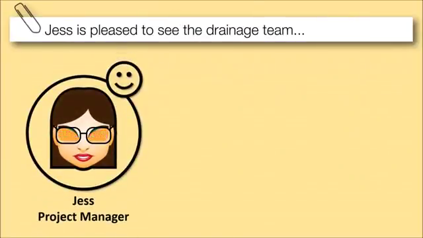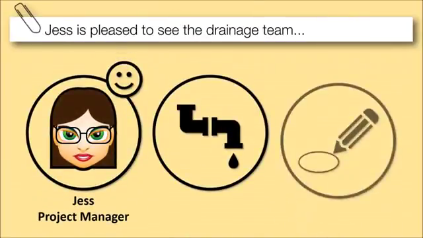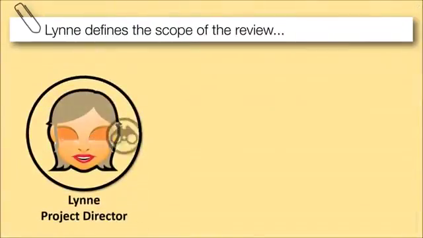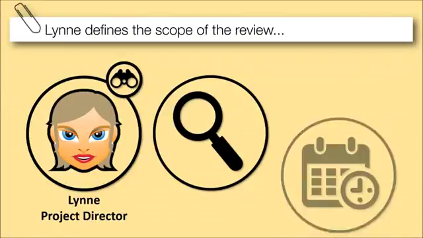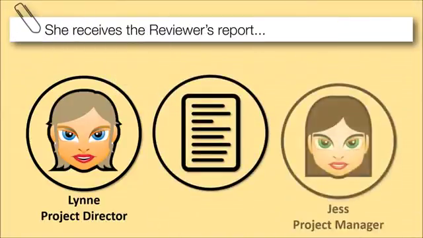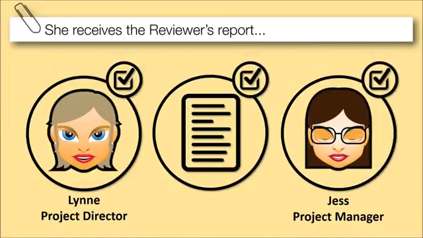Jess is pleased to see that the drainage team has developed the outline design. She suggests to Lynn that they hold a technical review to make sure that the proposed concept will meet Newco's requirements. Lynn defines the scope of the review and arranges for it to take place. She receives the reviewer's report and she works with Jess to implement the actions identified in it.